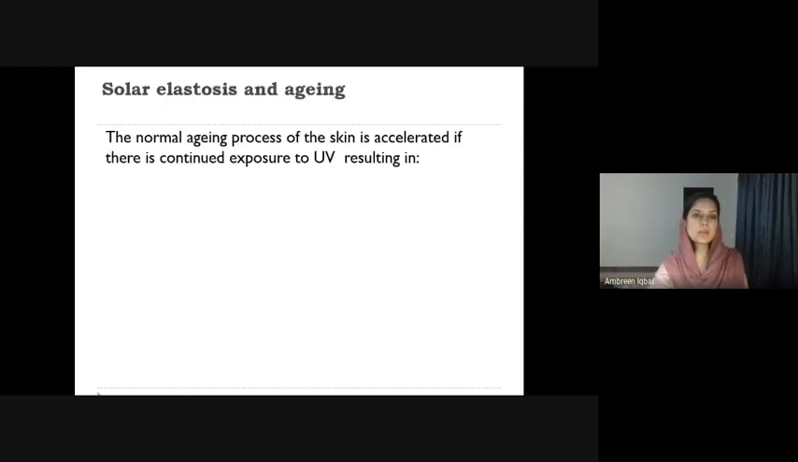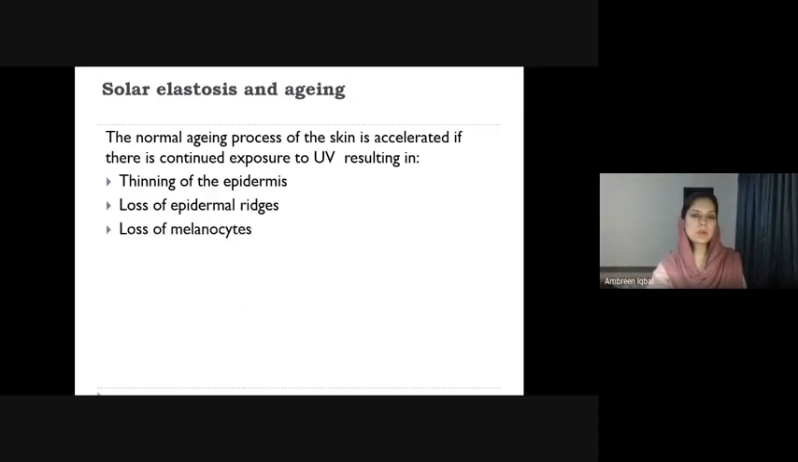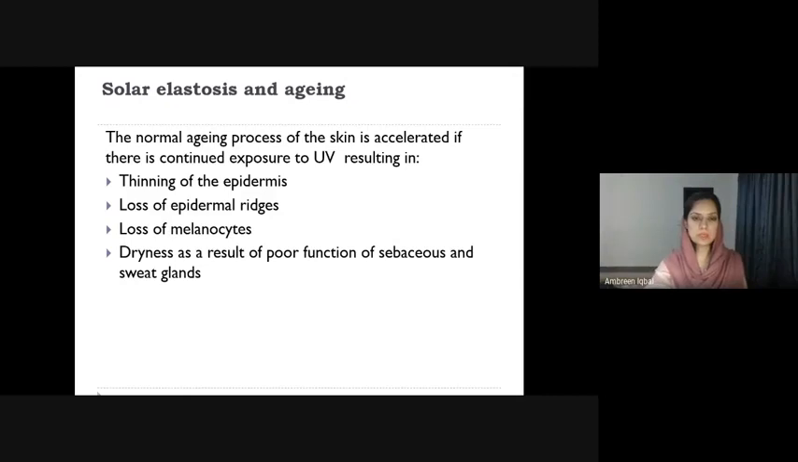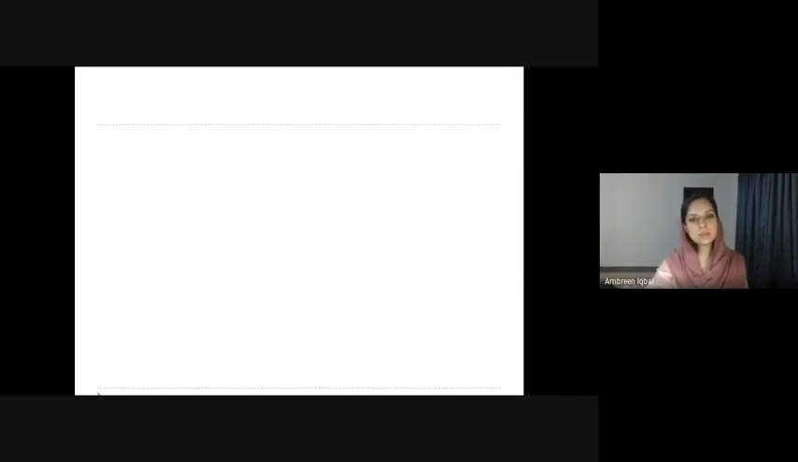Another effect of ultraviolet radiation is solar elastosis and aging. The normal aging process of the skin is accelerated if there is continued exposure to ultraviolet radiation, because it results in thinning of the epidermis, loss of epidermal ridges, loss of melanocytes, dryness as a result of poor function of sebaceous and sweat glands, and wrinkling from the lack of dermal connective tissues.